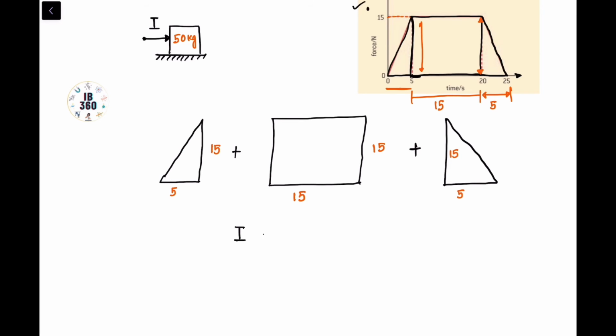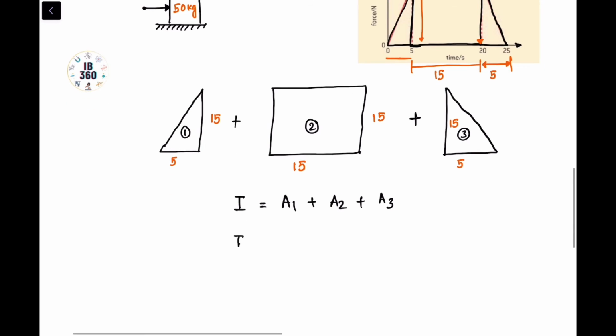So impulse will be the area 1 plus, suppose this is 1, this is 2, and this is 3, so area 1 plus area 2 plus area 3. How much is area 1? What is the area of a triangle? Half into base into height. What is the base? 5. Height is how much? 15. Plus what is the area of a rectangle? 15 into 15, that is length times breadth, plus area of the third, which is a triangle, half into base into height, half into 5 into 15.